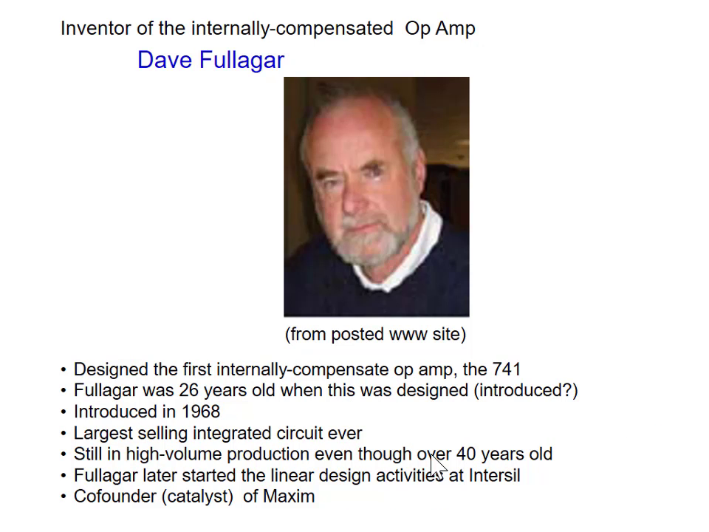Oh, here's another guy. Now, he didn't always look like this. This is Fullagar. And at the time that National was putting out op amps, they had project numbers. Project 701, Project 702, Project 703, Project 741. He happened to be on Project 741. And they named their op amps by the project numbers. So there's 702 op amps, 703 op amps. I think everything before 741 was externally compensated. So he designed the first internally compensated op amp on project number 741.